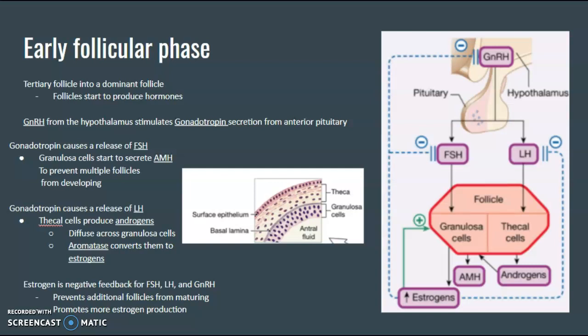There, aromatase will convert androgens into estrogens. Estrogen will act as a negative feedback loop for FSH, LH, and GnRH to prevent additional follicle maturation, which will act on granulosa cells to continue making more estrogen.